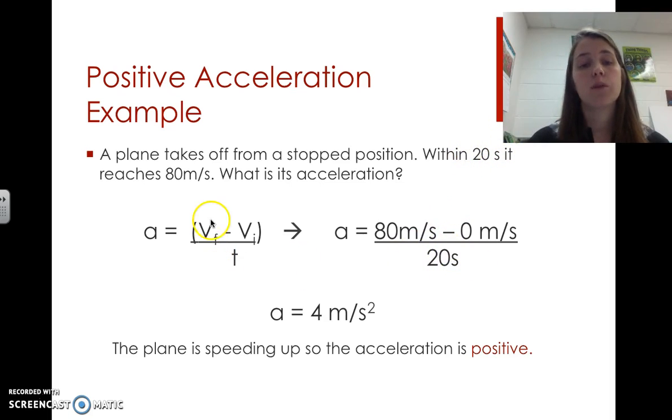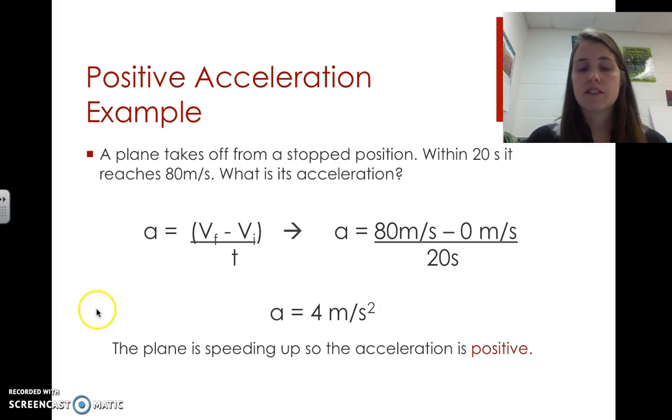So we'll take our final, which is what it is at the end, the 80 meters per second, minus our initial. Remember, it started at a stopped position, so that's 0. So 80 meters per second minus 0 meters per second will give us 80 meters per second. Then we divide it by our 20 seconds, and we are going to get 4 meters per second squared. And meters per second squared is the unit for acceleration. Anytime you're talking about acceleration, that should be the unit you're using. So make sure you remember that, meters per second squared, or some unit of length divided by some unit of time squared. That is all acceleration.